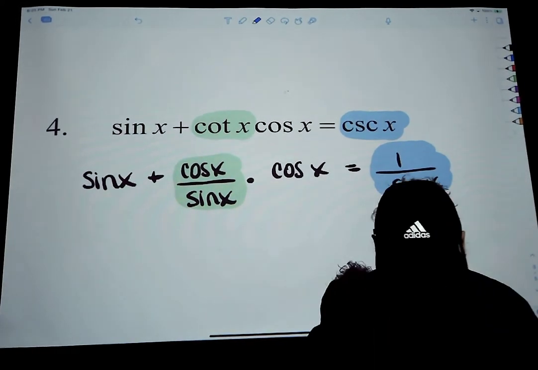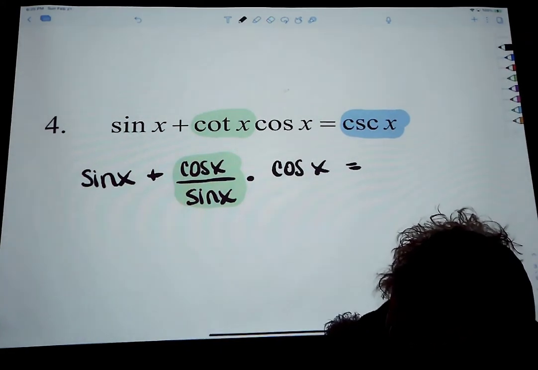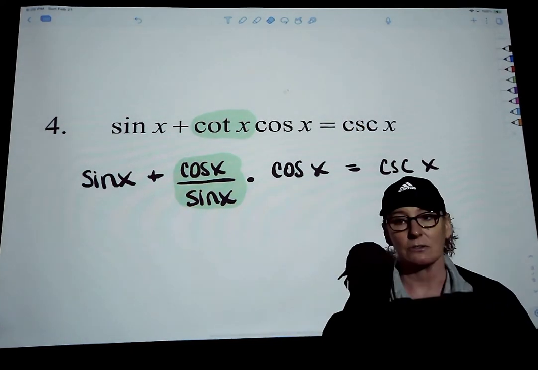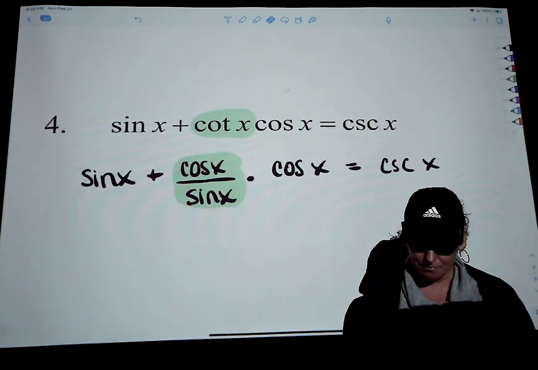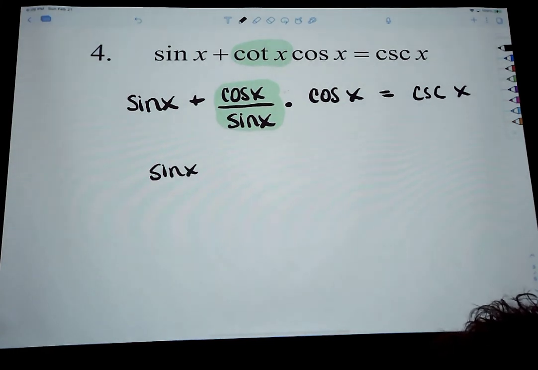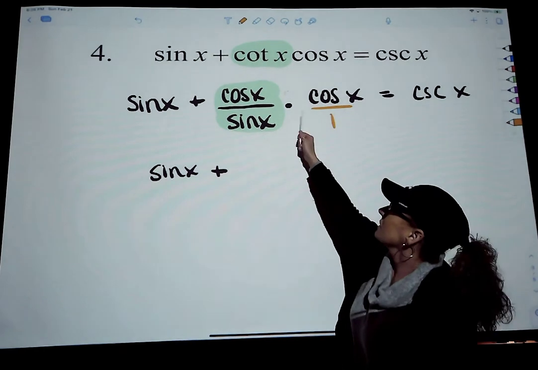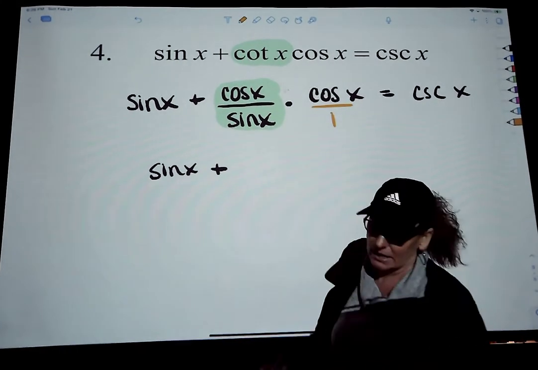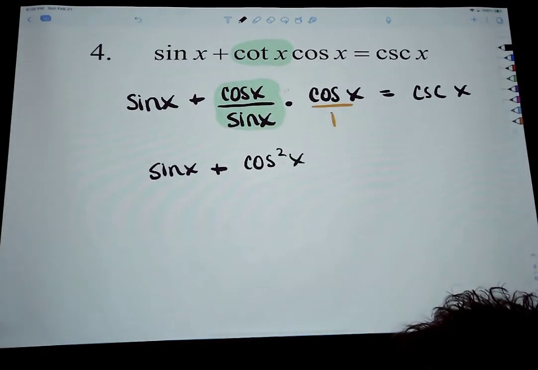So, no. You know what? How about we leave it and only change it if we need to? How's that sound? Okay, so I've got sine x plus. I'm going to put that guy over 1. Let's multiply. It says multiply. We're not adding or whatever. We're multiplying right now. So I get cosine squared over sine x.